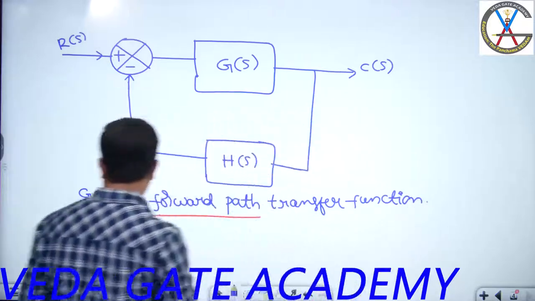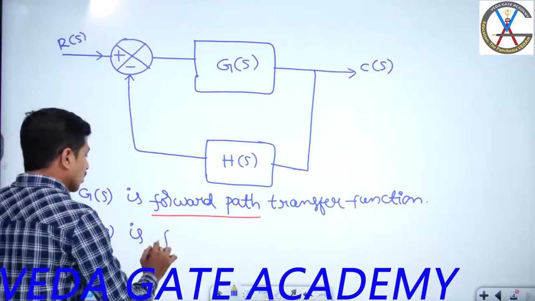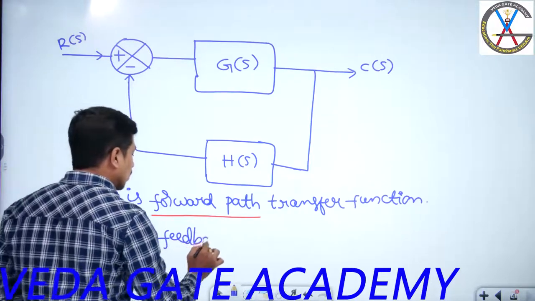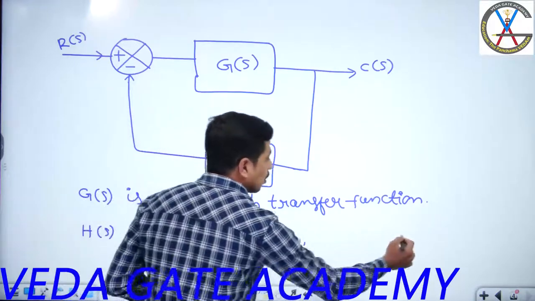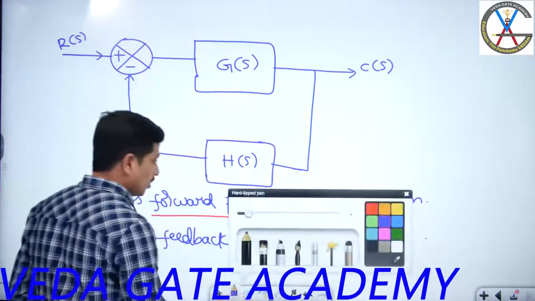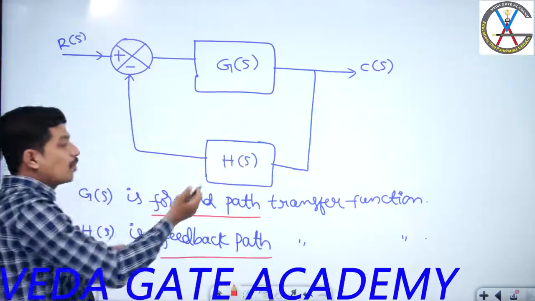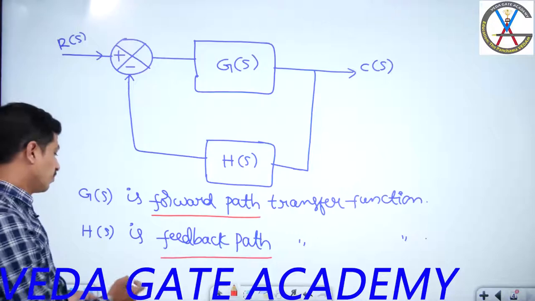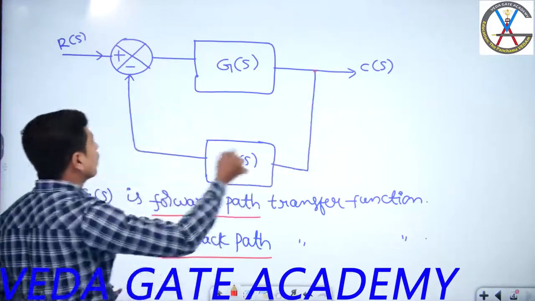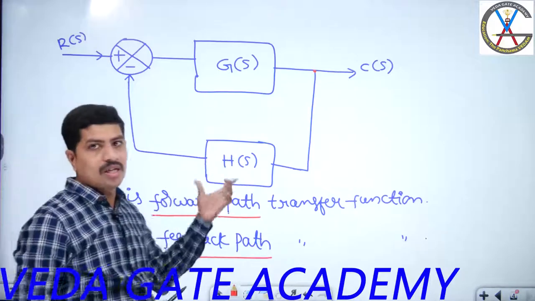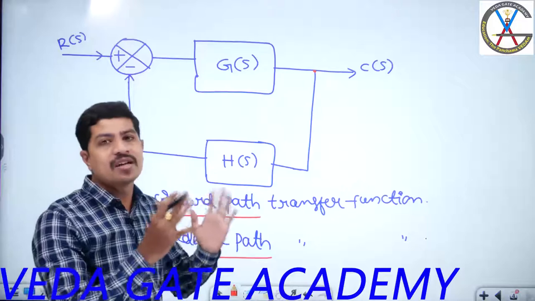Transfer function. Yes. H of S is the feedback path transfer function. In the feedback path we have H of S, that's why it is called the feedback path transfer function. So this is the feedback from here. Yes, we are feeding back to the input from the output side. That's why it is called feedback. See, understanding this nomenclature is very, very important.